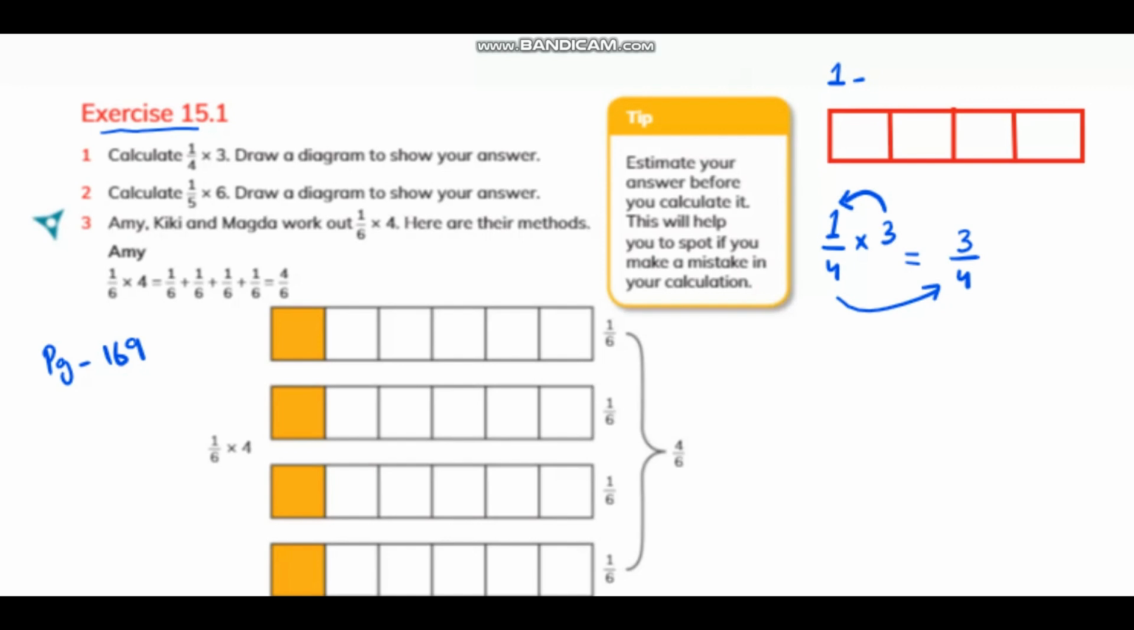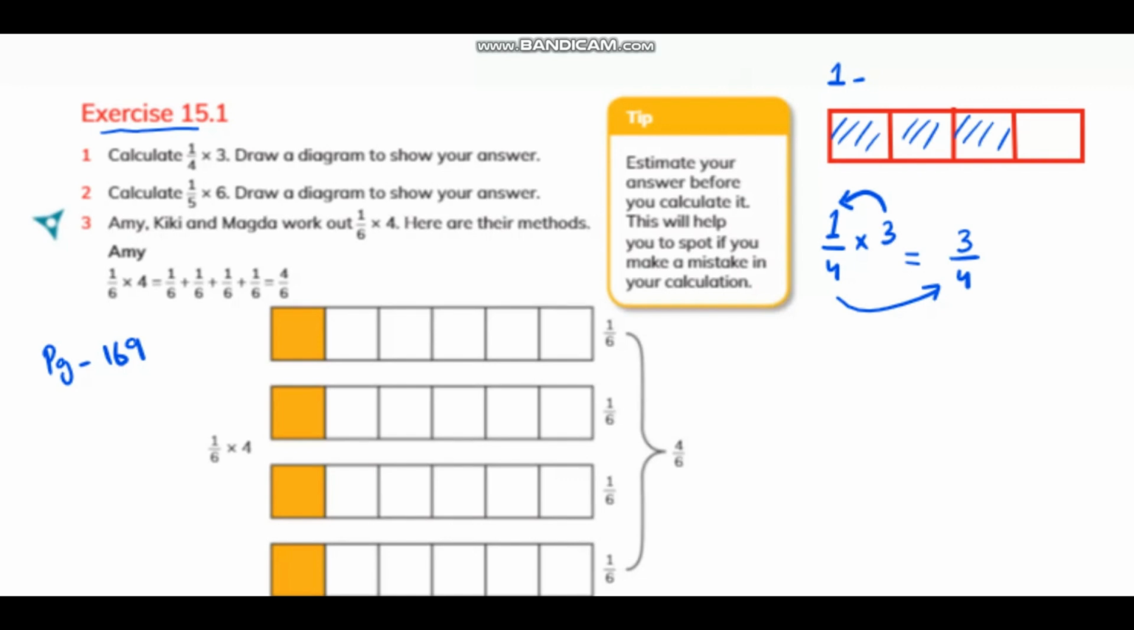Now we have to show it in the form of a diagram. The diagram is 1 by 4, and the answer becomes 3 by 4. The total parts here are 4, but how many shaded parts do we have to make? 3. So let's shade 3 parts: 1, 2 and 3. So this is the answer in diagram form. I hope that it was easy to understand for you.